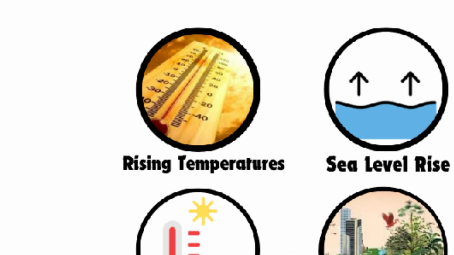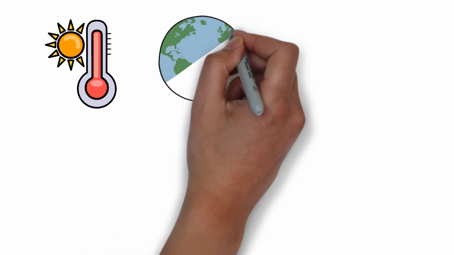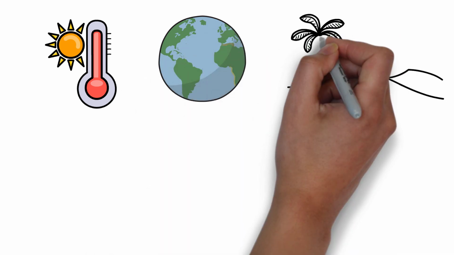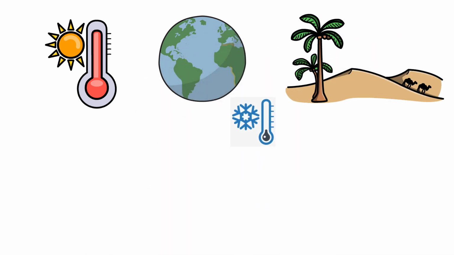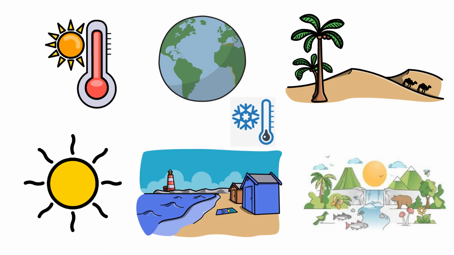1. Rising temperatures. The Earth's average temperature is increasing. This means that globally it's getting hotter. We experience more hot days and fewer cold days. This warming affects weather patterns, sea levels, and ecosystems.